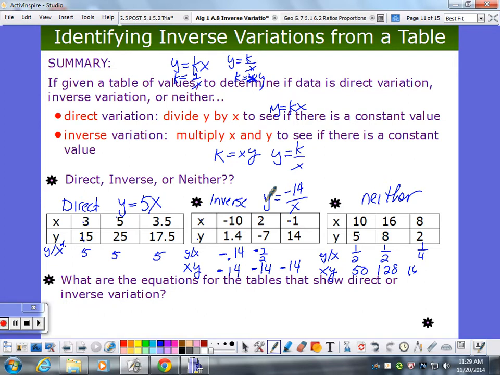Not yet. Okay, question? Who's listening? I did all the y over x, and they don't all match. So I did the multiplies, also didn't match. So it's not a direct variation. Once you find k, you plug it into the model. If you decide it's direct, you plug k in here. If you decide it's inverse, you plug k up there.